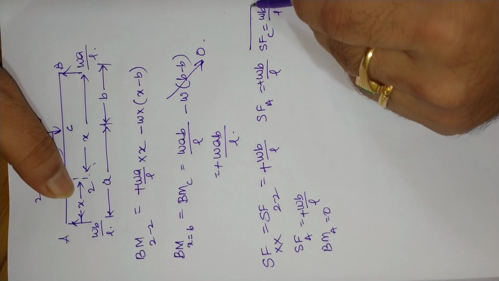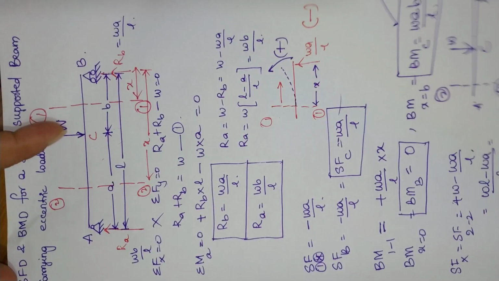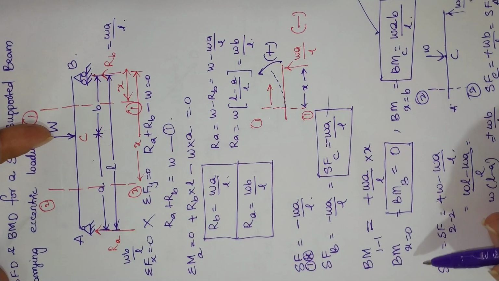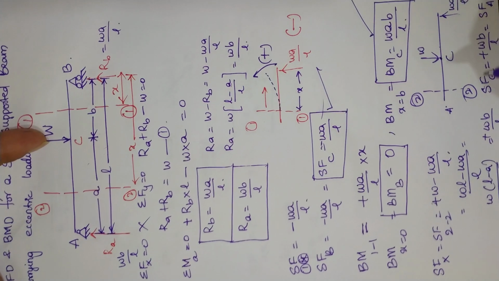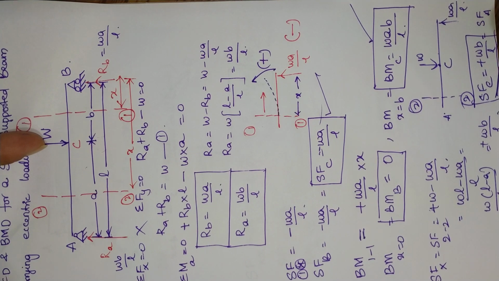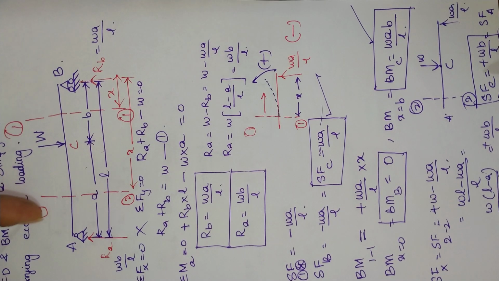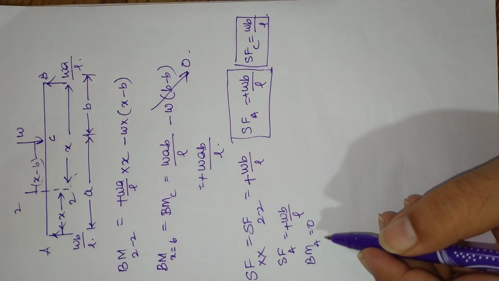Shear force at point C we have already calculated in the previous case. Shear force at point C is WA by L, right? And shear force at point C is WB by L, right? In between the section A and C, there are two values here, minus WA by L and WB by L. Obviously bending moment will be equal to 0.